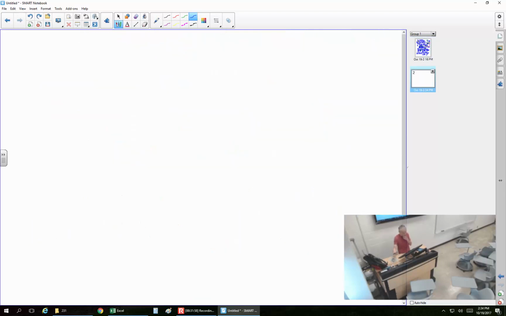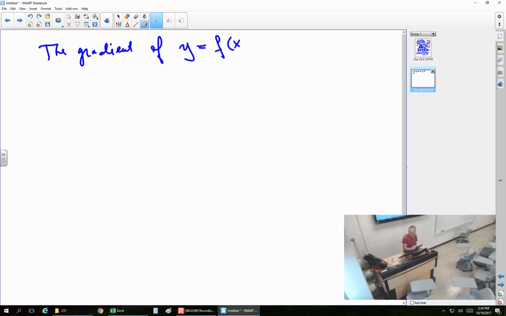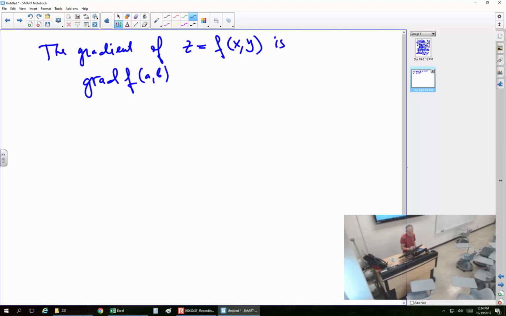Okay, so once again, the gradient of any function, say z, of any function of two variables. We do not require it to be differentiable. In order to define the gradient, all you need is partial derivatives. So the gradient of f at point (a, b) is defined to be this vector: ∂f/∂x at (a, b), ∂f/∂y at (a, b).